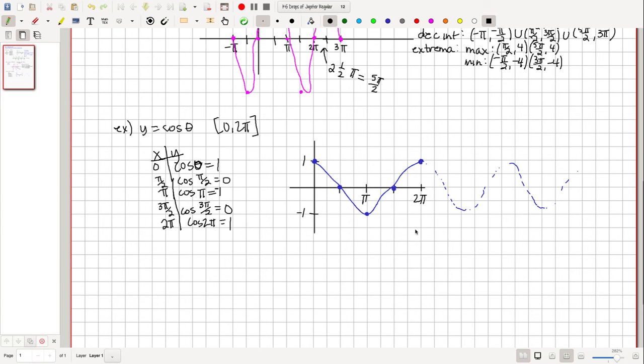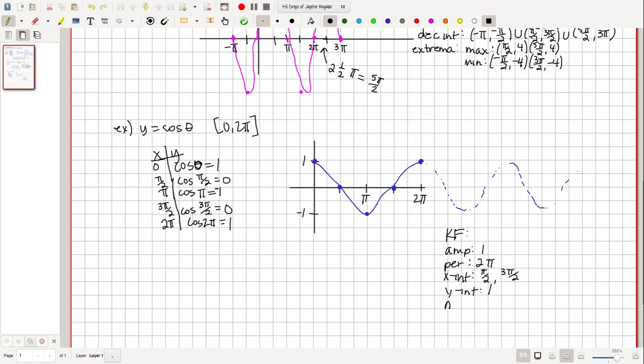So key features here. So I'll just put KF. We know our amplitude is 1. A period is 2 pi. Because that distance is 2 pi, and it's just going to keep repeating itself. X-intercepts, there are only 2. Pi over 2 and 3 pi over 2. Y-intercept is that 1.